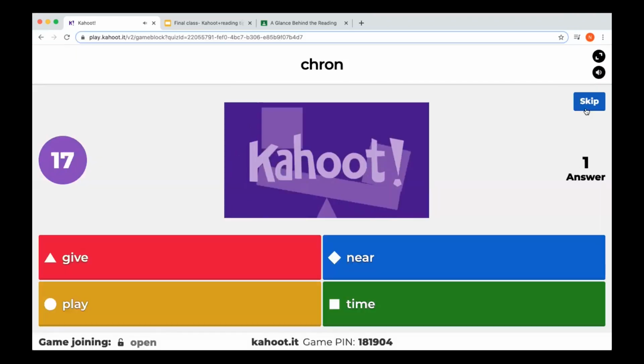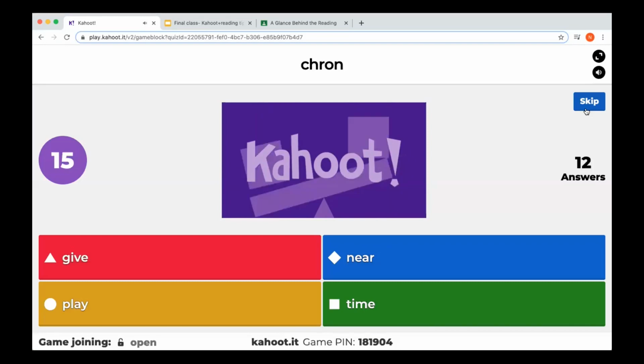Cron. Red is give, blue is near, yellow is play, and green is time.